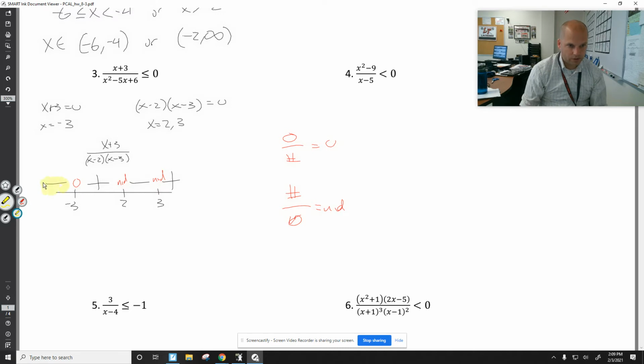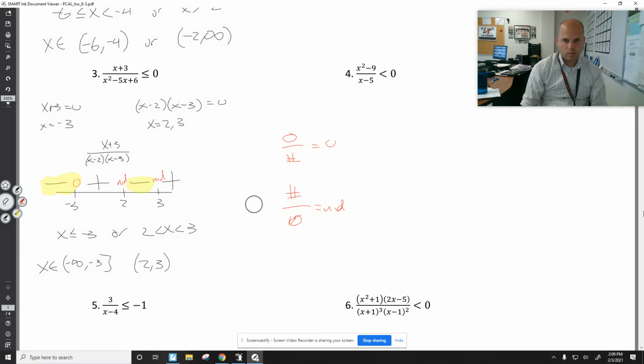Less than or equal to 0 includes this, but will not include the 2 or the 3 there. So less than or equal to -3, or between 2 and 3. Set notation is negative infinity to -3, and 2 to 3.